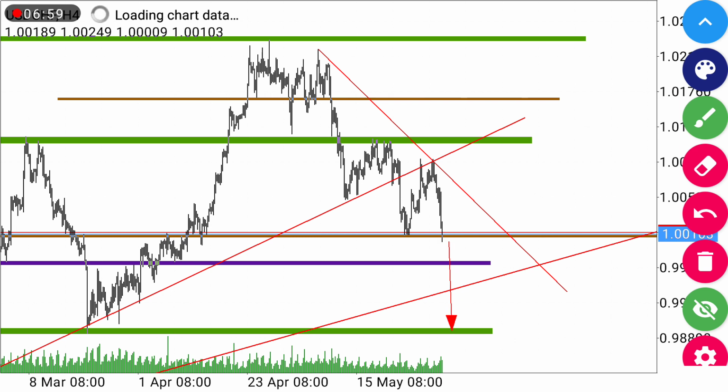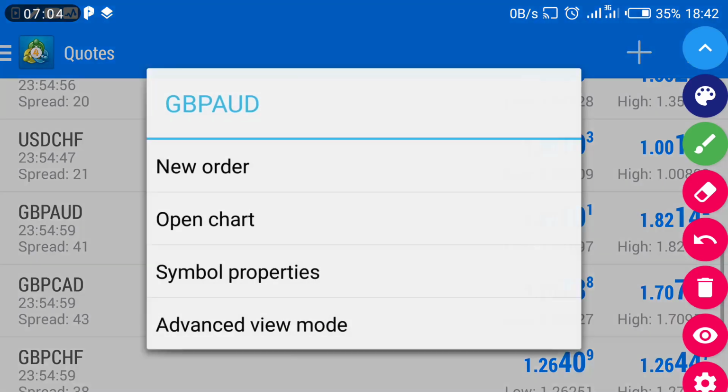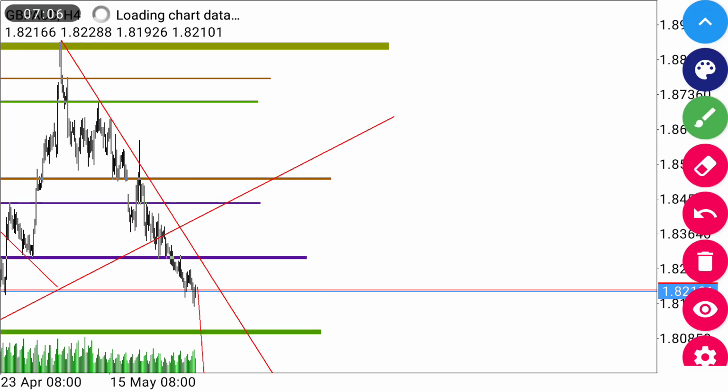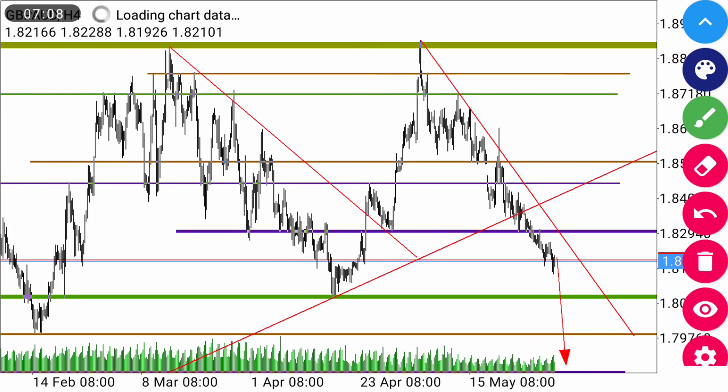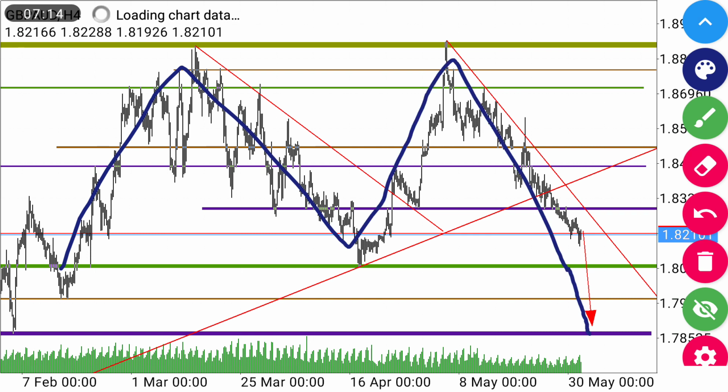This is USD CHF for the coming week. Another pair which we're going to be looking at is GBP AUD. For GBP AUD, we continue selling this pair for the coming week, and the reason behind is because of the double tops formation. So we're anticipating price will continue moving down toward this point.